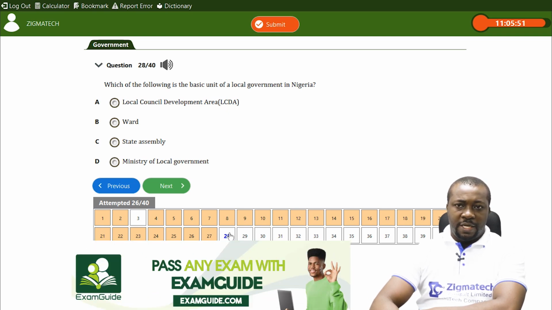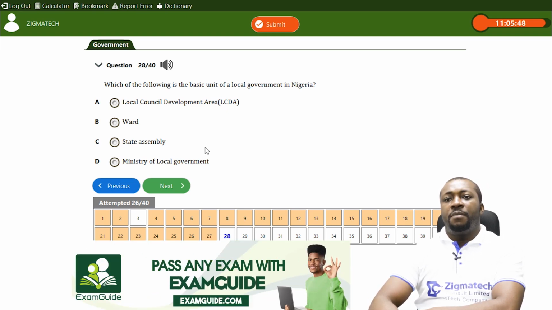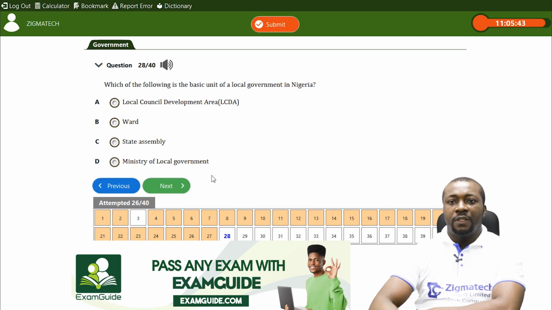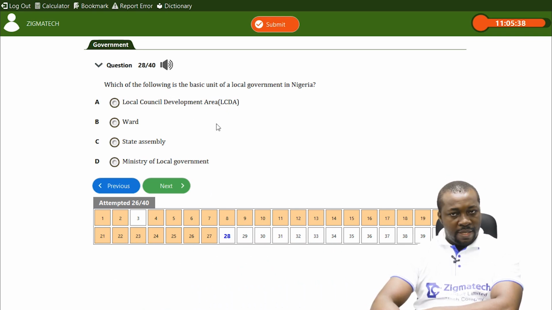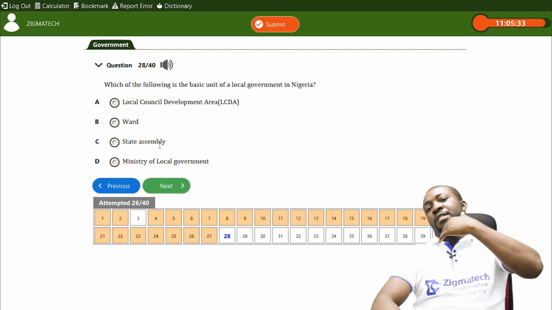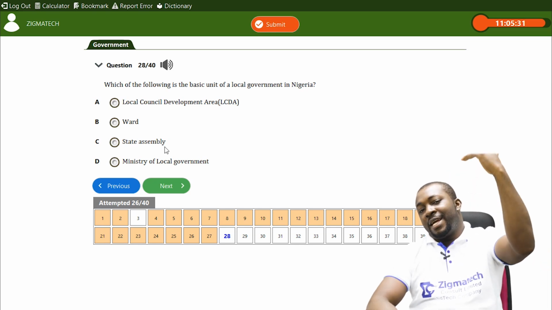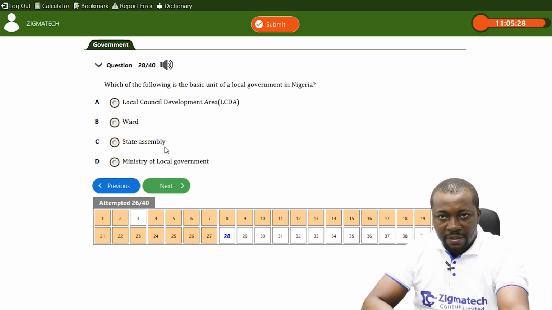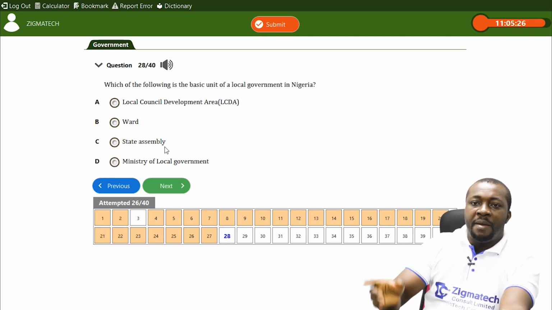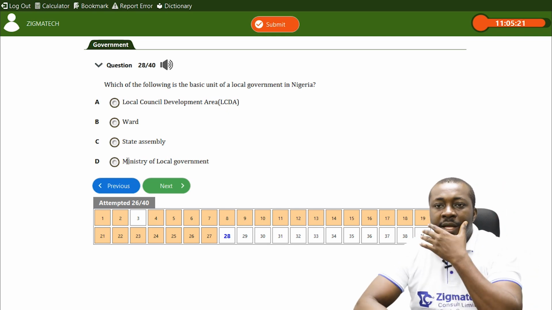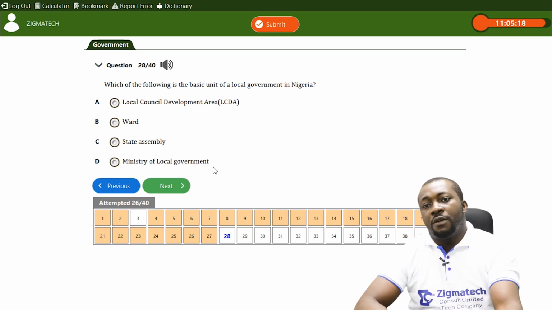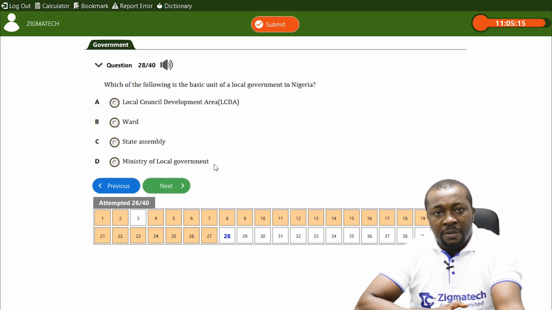Question number 28. Which of the following is the basic unit of local government in Nigeria? Now, it's not local government development area. No, that's not it. It's not the state assembly. The state assembly, we are talking about the state government, which is higher than the local, is another level of government. We are talking about from where members of the local government councils are elected. Is it a Ministry of Local Government? Ministry of Local Government is a ministry in the state government.